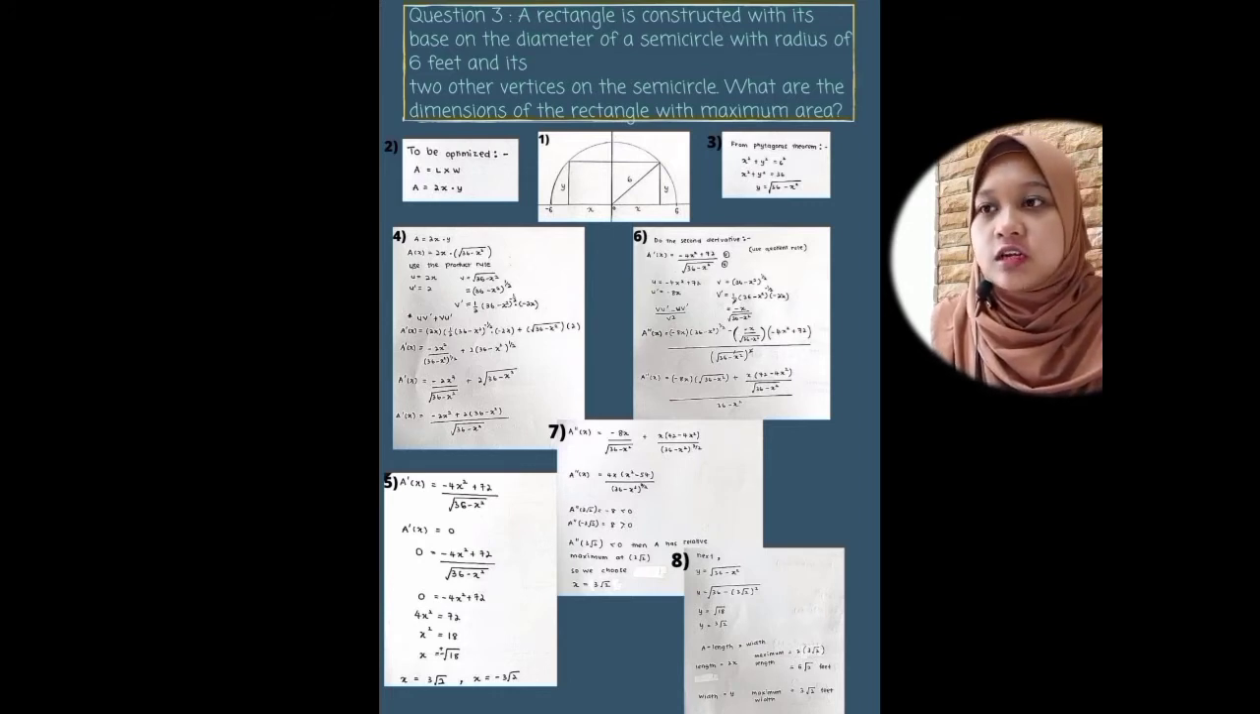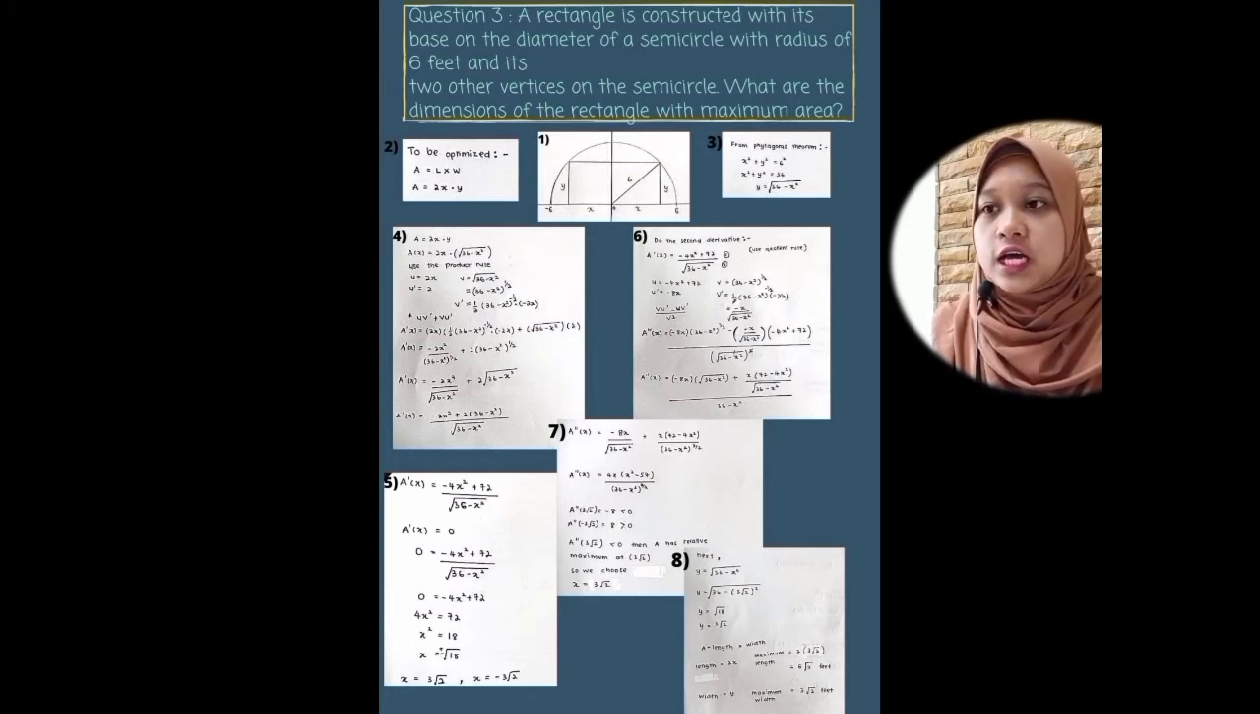Okay, I just chose question number 3. The question is, a rectangle is constructed with its base on the diameter of a semicircle with radius of 6 feet and its two other vertices on the semicircle. What are the dimensions of the rectangle with the maximum area?